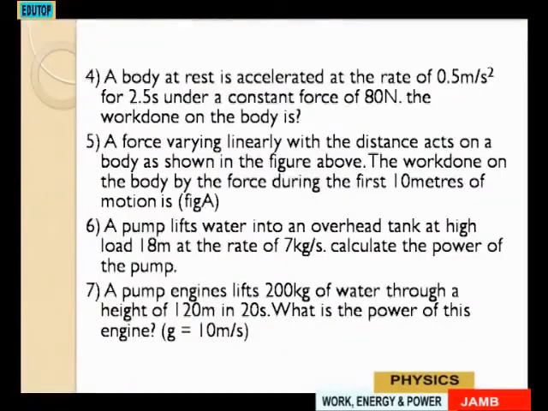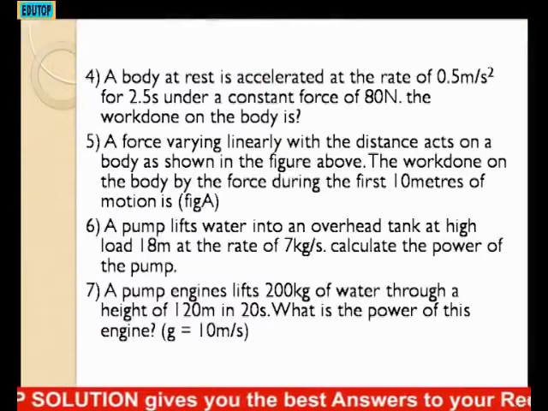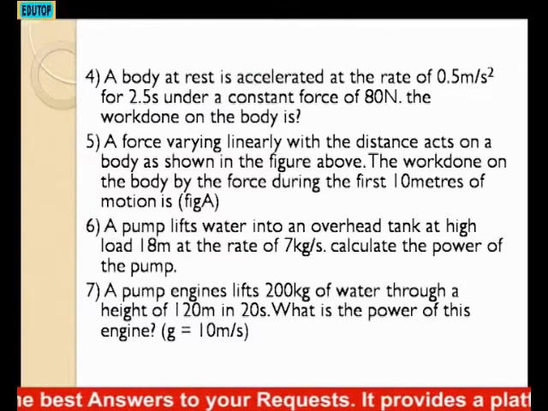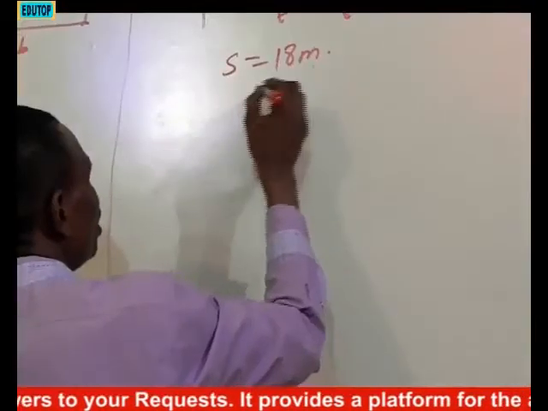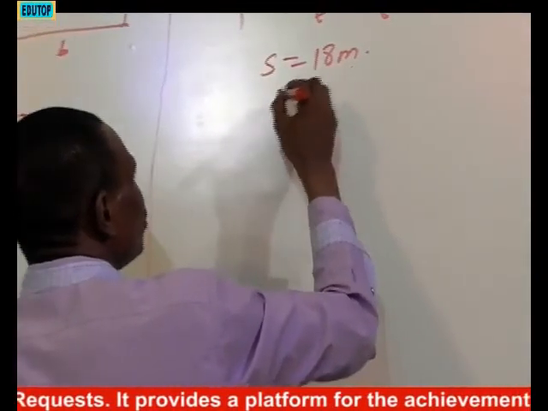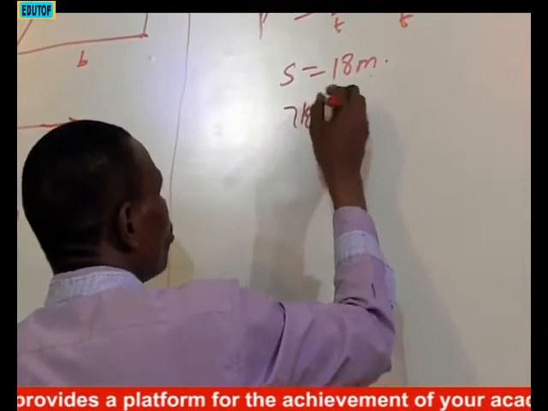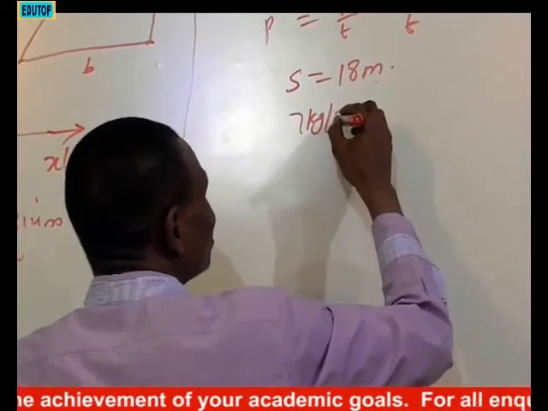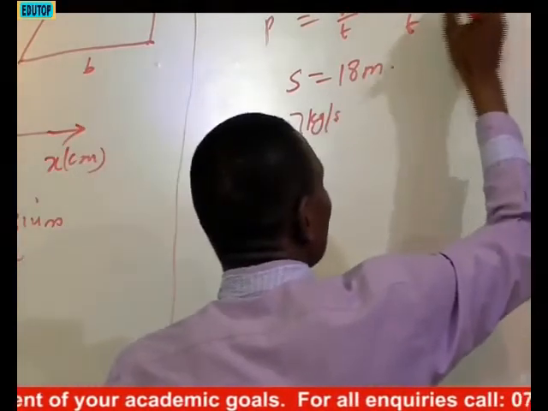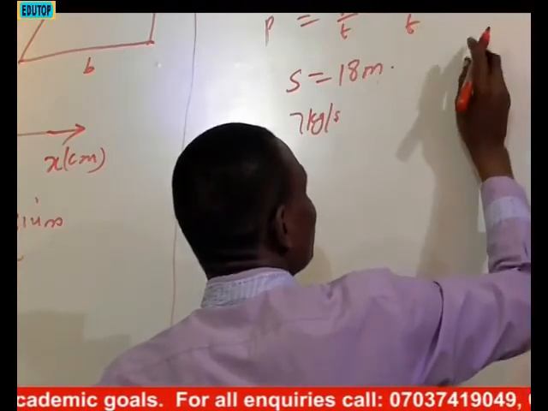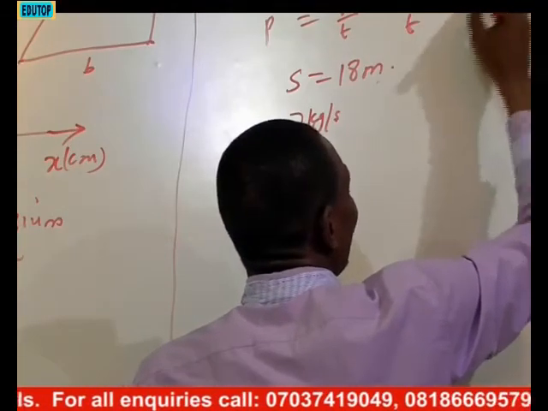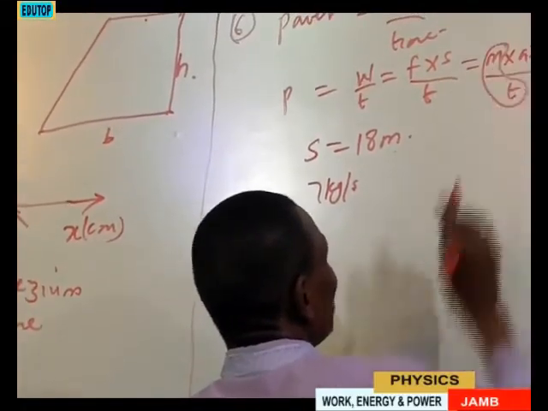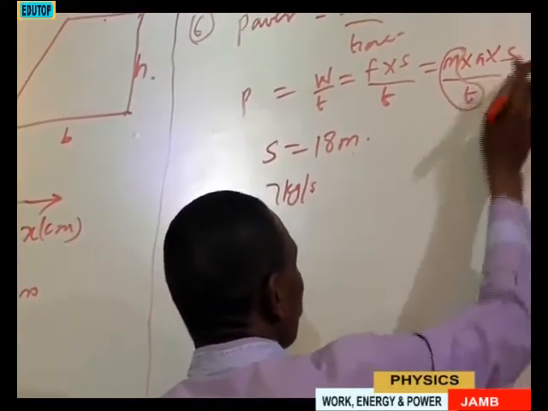If you look at this question, we are given 18 meter, and at the same time, we are given 7 kg per second. The 18 meter there is the distance. The 7 kg per second, let me write 7 kg per second. But if you look at this formula, we have kilogram per second. We are still going to split this. Your force is mass times acceleration, times distance over time.